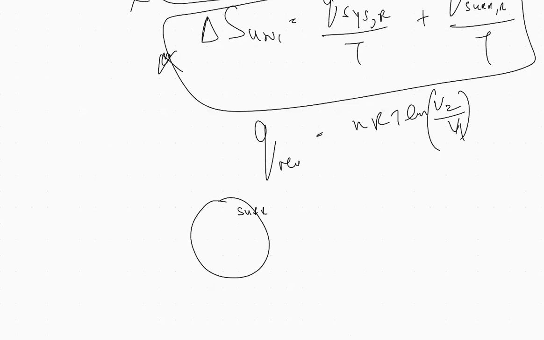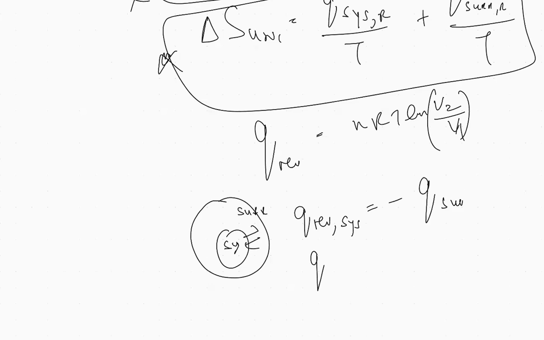So if Q for the system is negative, you can consider it whichever way. If Q for the system is positive, then Q for the surroundings is negative. If it is the other way, it is positive.